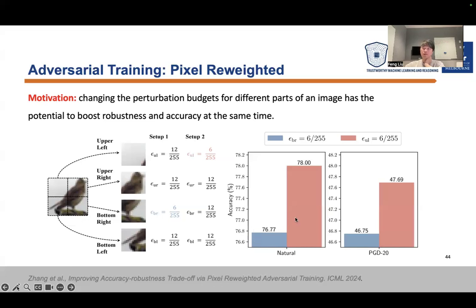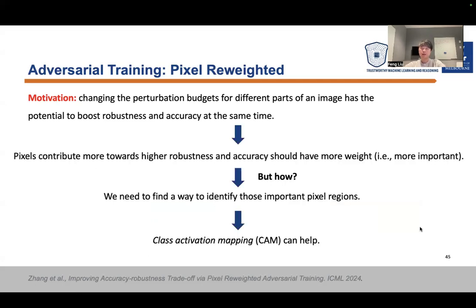But we found that for the second setup, the natural accuracy is larger and the robust accuracy is larger. It means that when we change the perturbation budget among different pixels, it might change the adversarial loss and the adversarial accuracy and natural accuracy a lot. So it motivates us to consider, can we give different perturbation budgets to different pixels? So that's the main idea.